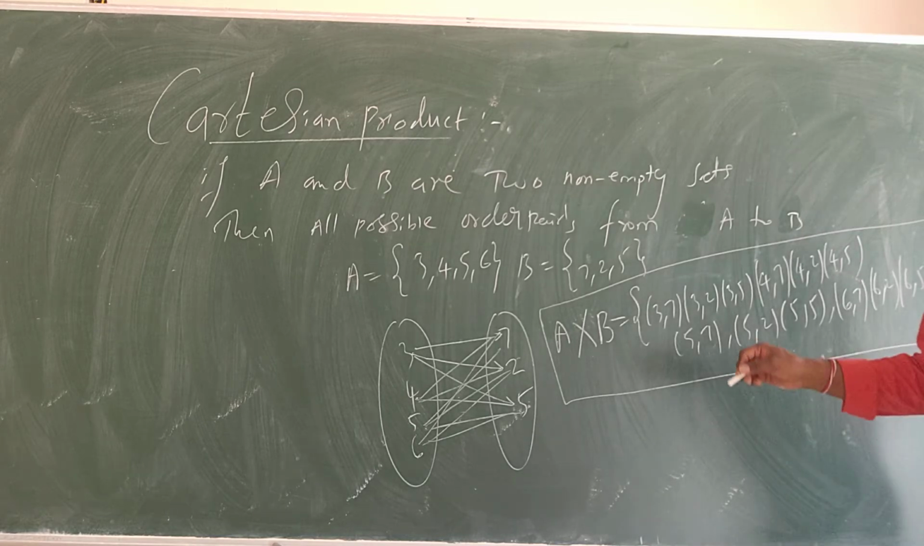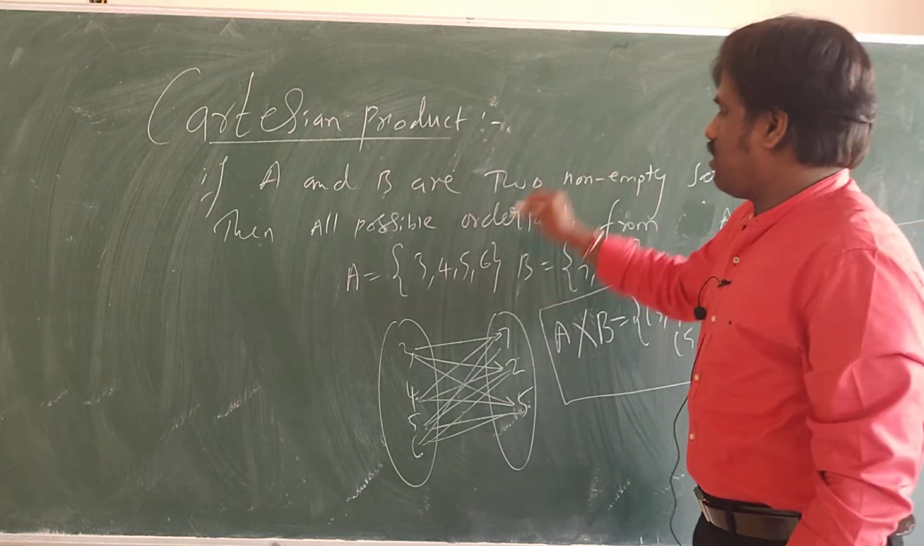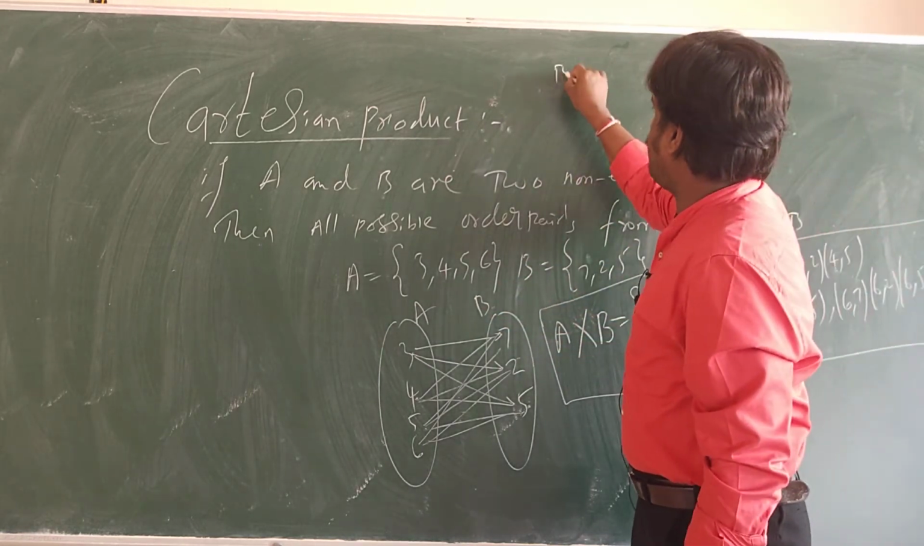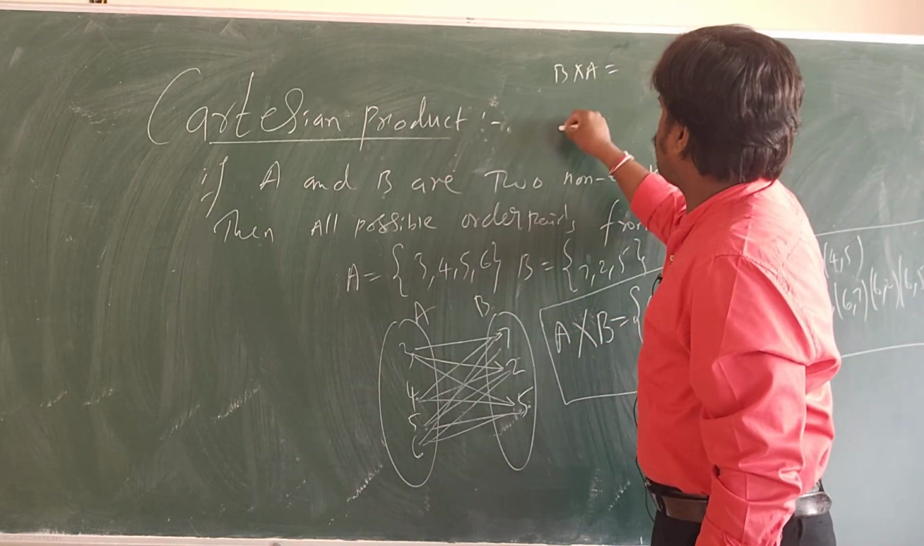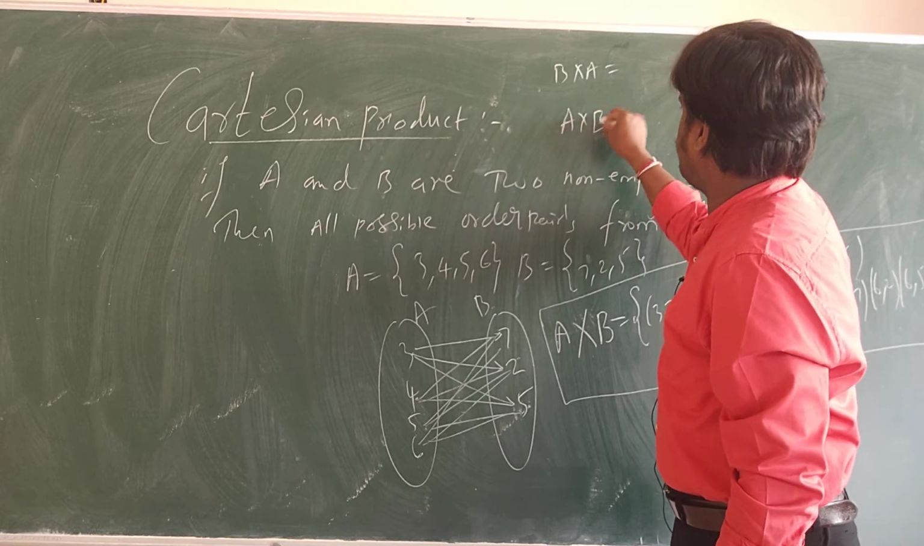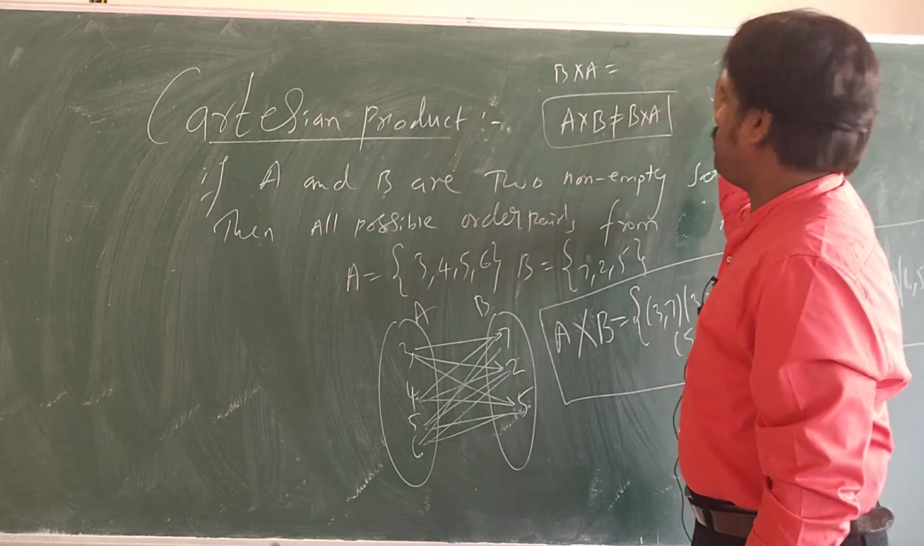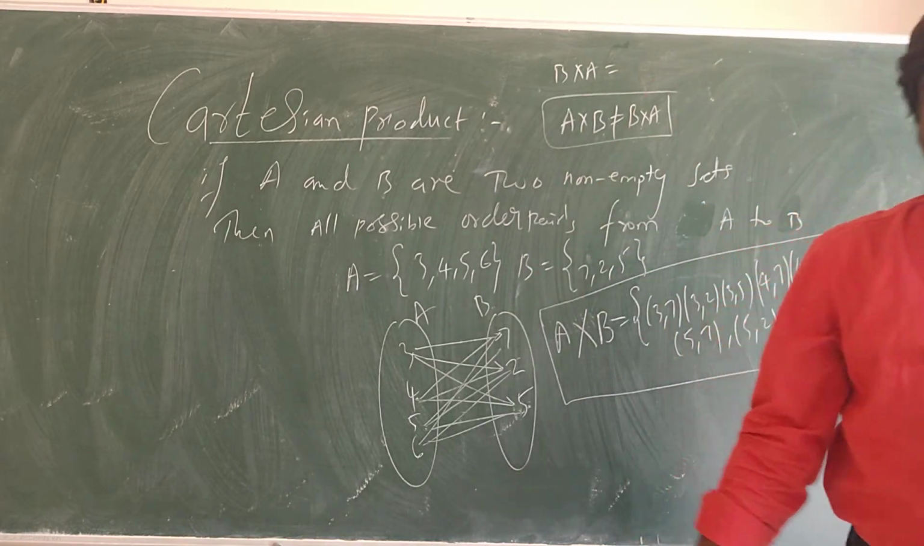B cross A, you do it. This is A, this is B, right? Then you do B cross A. So you will understand that A cross B is not equal to B cross A. It's not commutative.